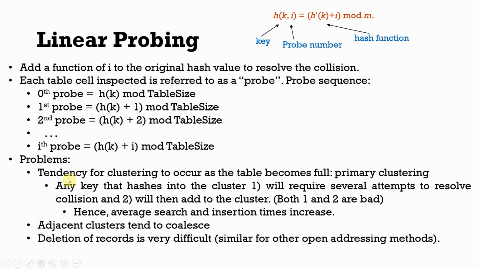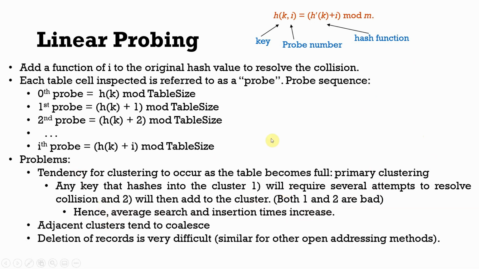The problem is that it has a tendency for clustering items in just one location. This is called primary clustering. Any key that hashes into the cluster will require several attempts to resolve the collision. We have to go through many different probing sequences, and we then add to the cluster, making our cluster larger. Hence, average search and insertion times increase. That's why primary clustering, or clustering in general, is not desired.